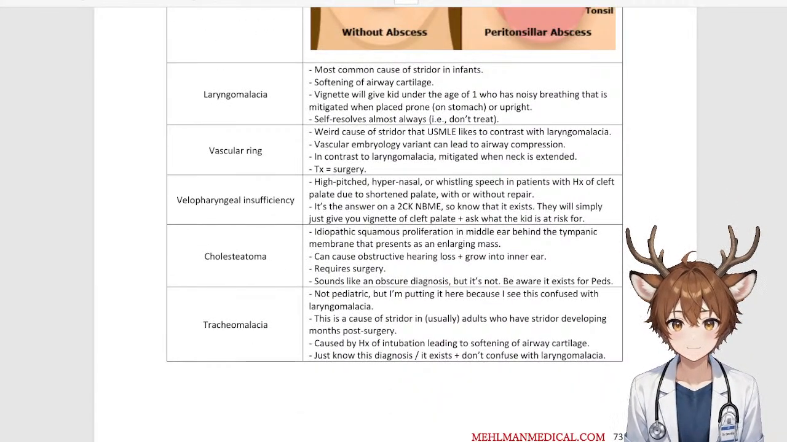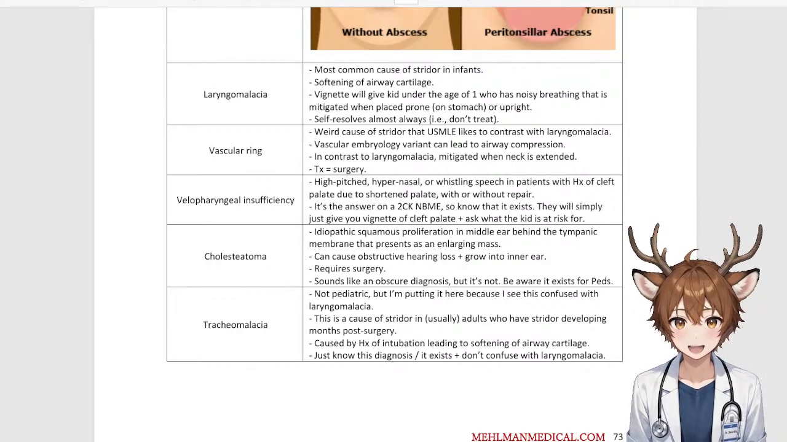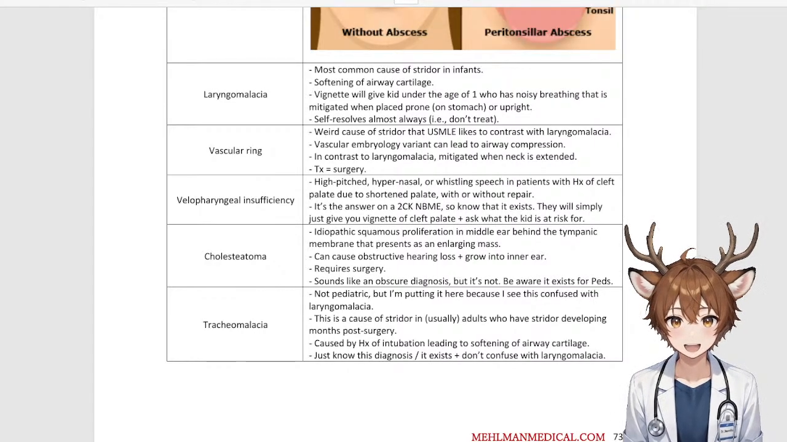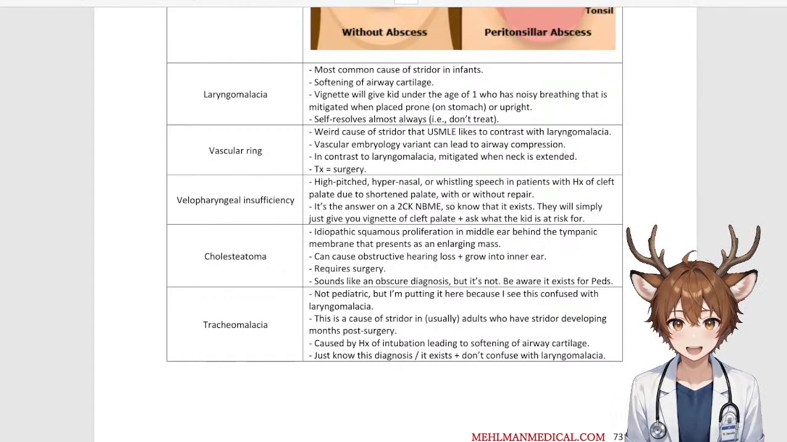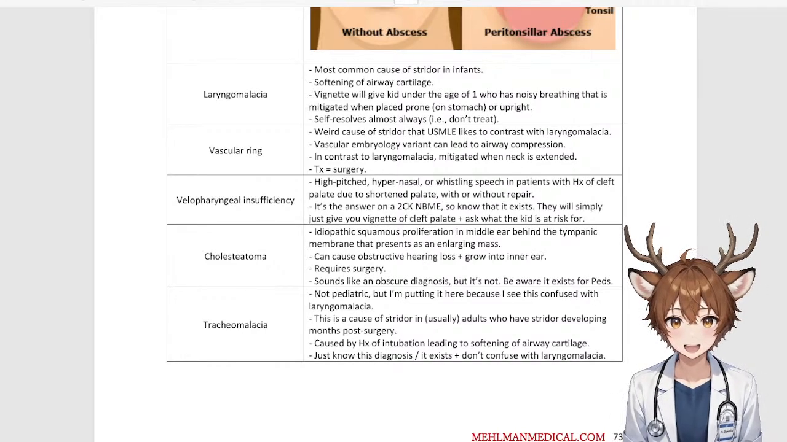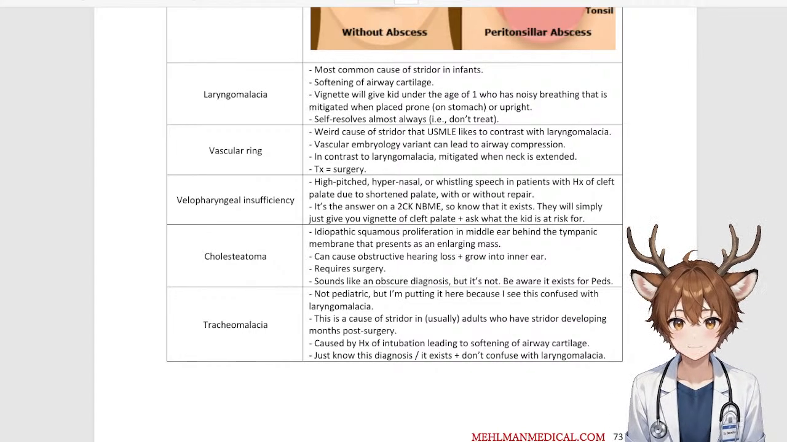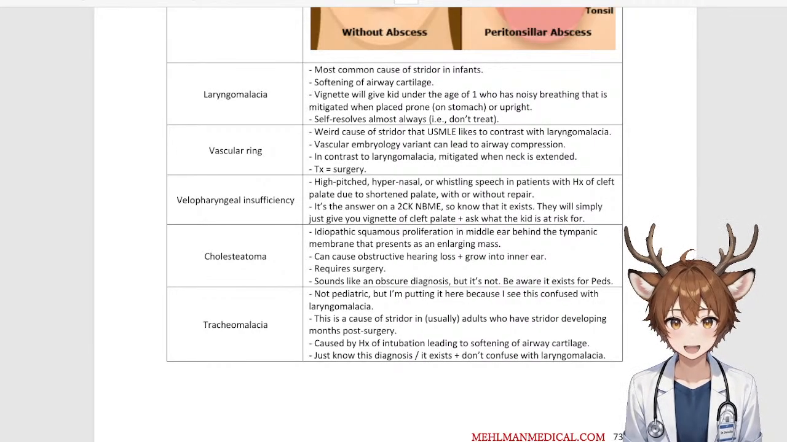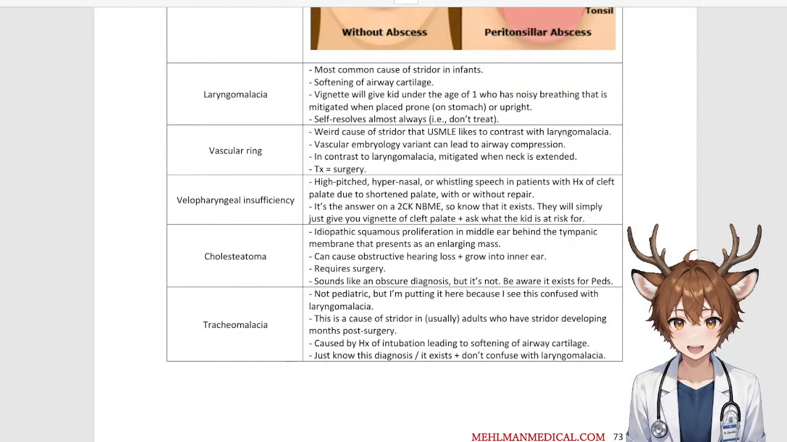Laryngomalacia, or malacia. Most common cause of stridor in infants. Laryngomalacia is the most common cause of stridor in infants. Softening of airway cartilage. The vignette will give a kid under the age of 1 who has noisy breathing that is mitigated when placed prone on stomach or upright. Self-resolves almost always, that is to say, don't treat.